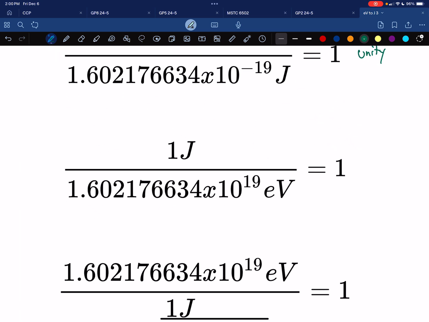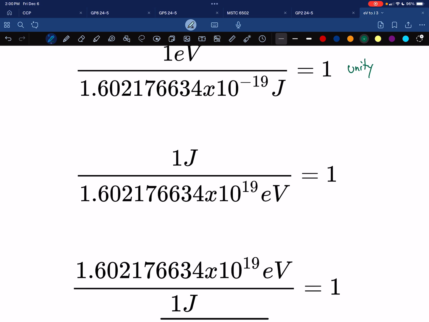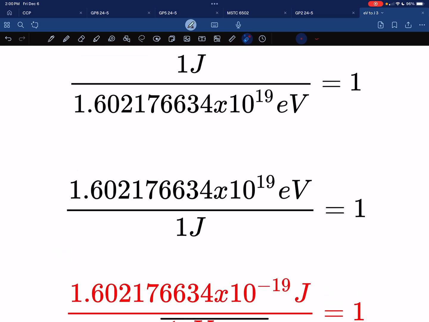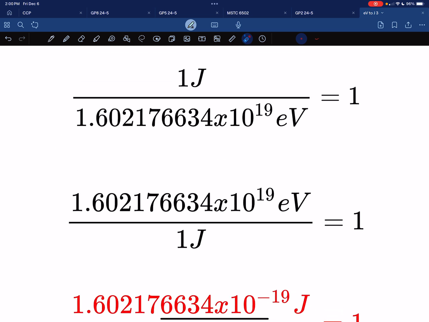Similarly, we can look at this one. And we see 1 joule, the big unit. Well, we'd expect a very large number of the small ones. And sure enough, we have a very large number of the small ones. And this next one is just the last one flipped, and so it is also still equal to 1.